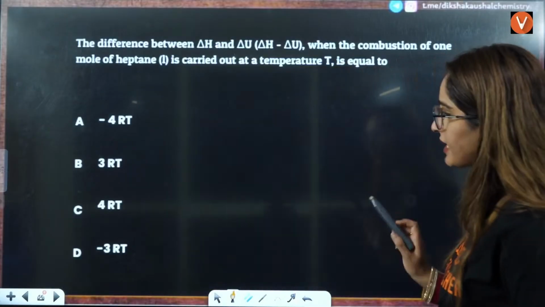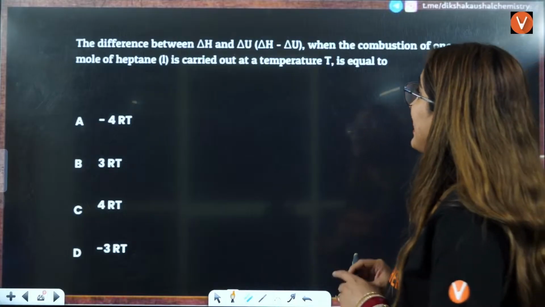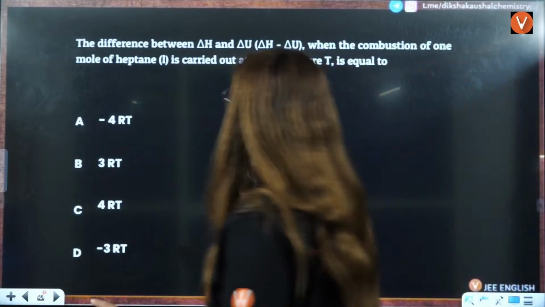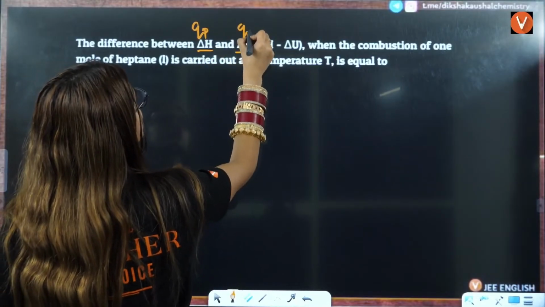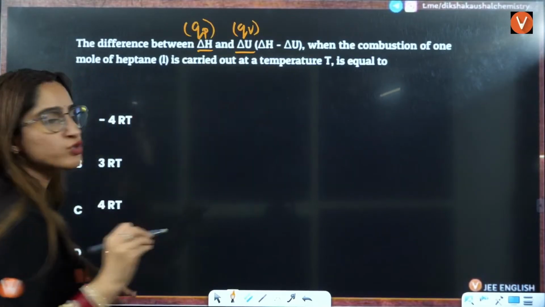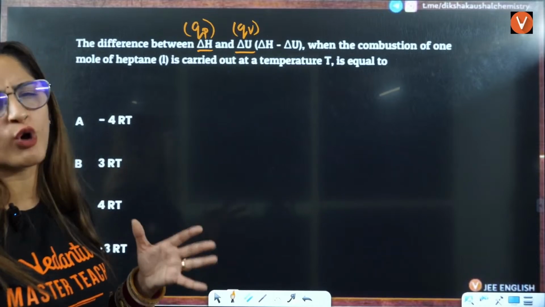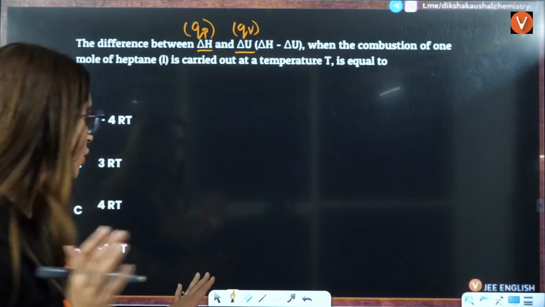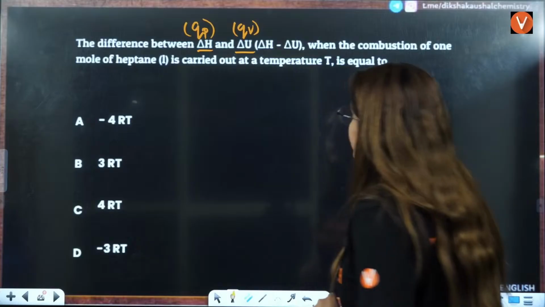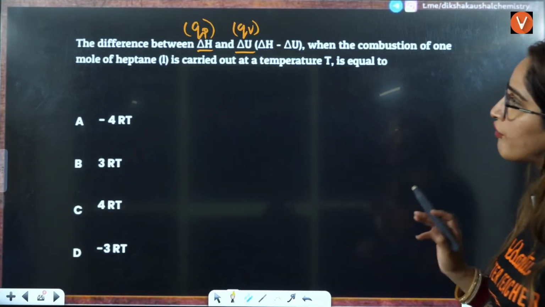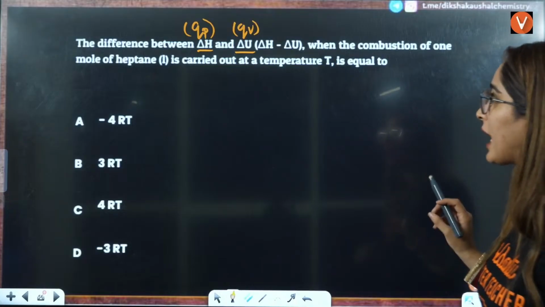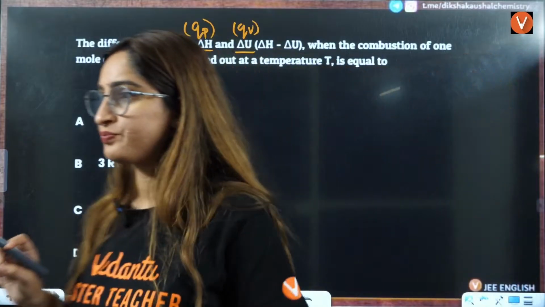Right? Next question is the difference between delta H and delta U. So one thing to remember, delta H is also Qp, delta U is also Qv. Right? That you should remember. They can also give you heat at constant pressure, heat at constant volume. This also can be given to you. Right? The difference between delta H and delta U when the combustion of 1 mole of heptane is carried out at temperature T is equal to.